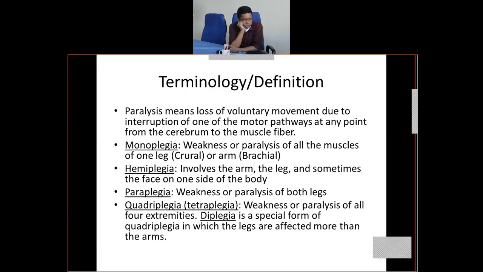Paraplegia means weakness or paralysis of both legs. Quadriplegia or tetraplegia is weakness or paralysis of all four extremities. And diplegia, sometimes we use this terminology, is a special form of quadriplegia in which the legs are affected more than the arms. There is one terminology, spastic or cerebral diplegia. So there is involvement of all, but the leg involvement is more than the arm involvement. So there is monoplegia, hemiplegia, paraplegia, or quadriplegia.